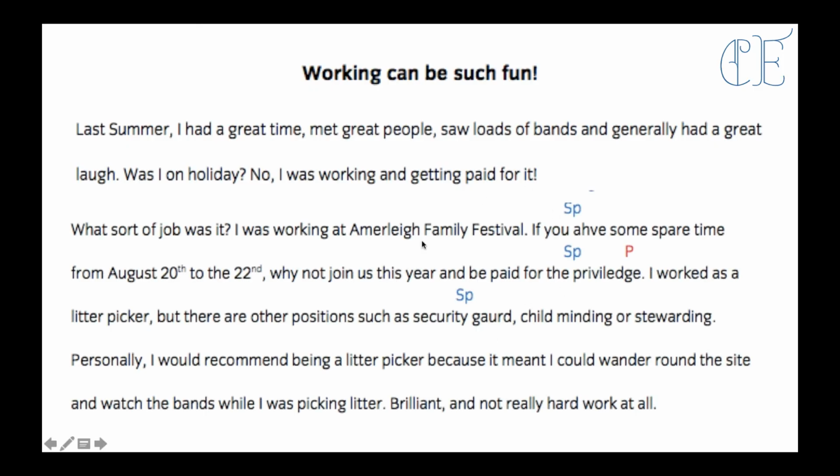Okay, so now your second paragraph. There's not a subheading on here. You don't have to use subheadings. You just can if you want to. What sort of job was it? I was working at Amelie Family Festival.